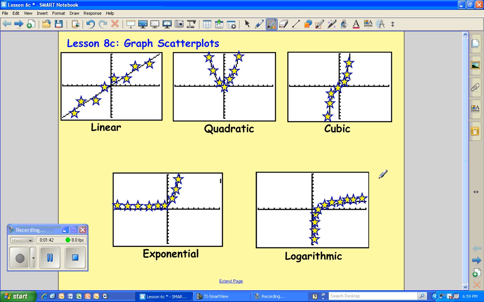But when you look at data points and they fall in a particular trend, then we're going to create scatter plots. The ones you'll be responsible for in Algebra 2 are linear, quadratic, and cubic, which are some of the polynomial functions, and exponential and logarithmic.